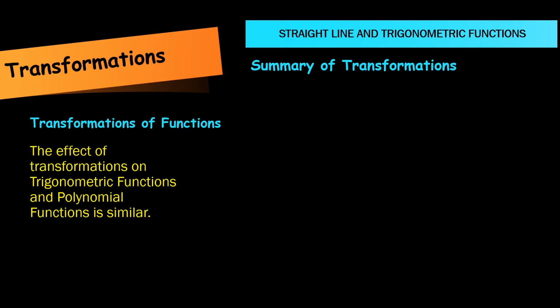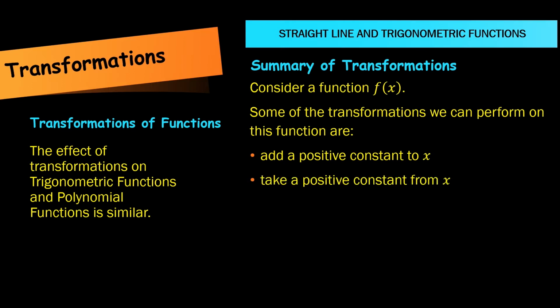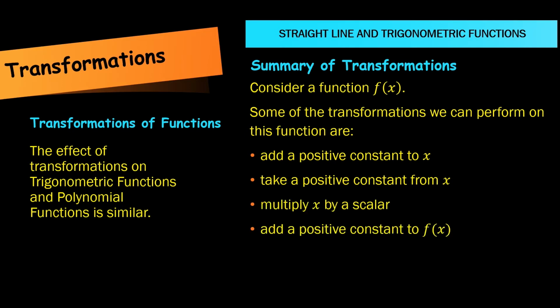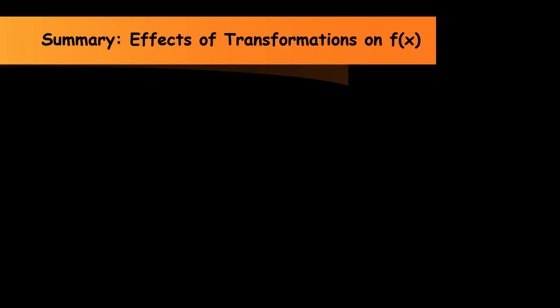Let's summarize some of these transformations. So consider a function f of x. Some of the transformations we can perform on this function are add a positive constant to x, take a positive constant from x, multiply x by a scalar, add a positive constant to f of x, take a positive constant from f of x, and multiply f of x by a scalar. Let's now take a look at the summary of these effects in pictures or graphs.